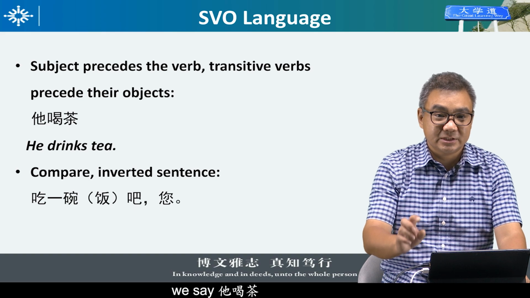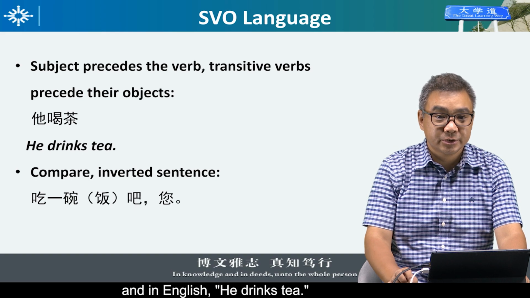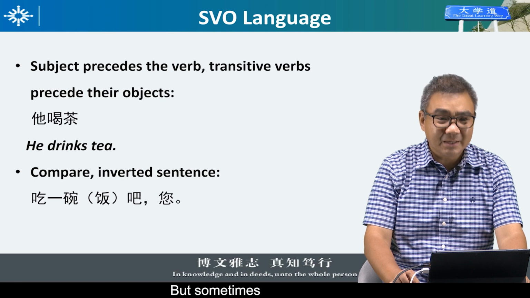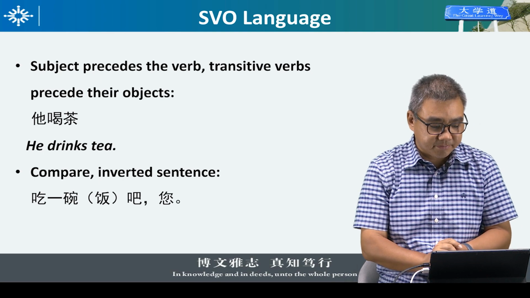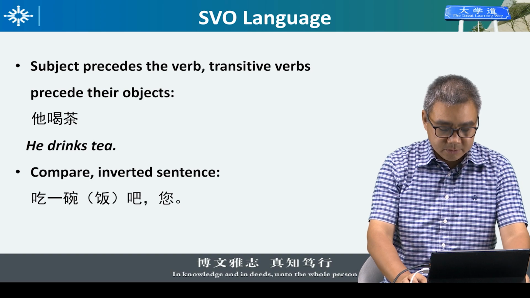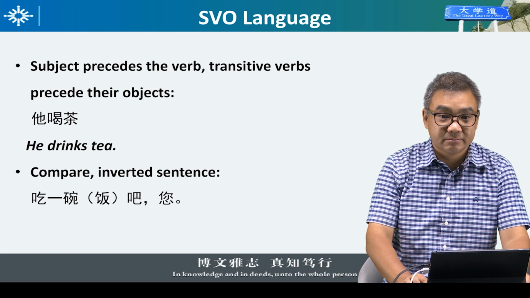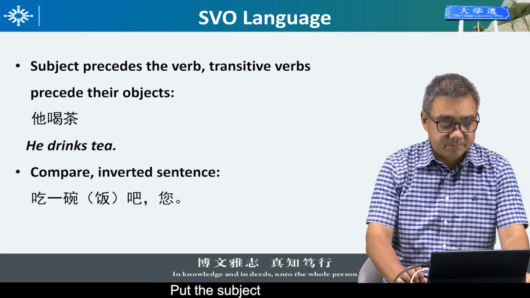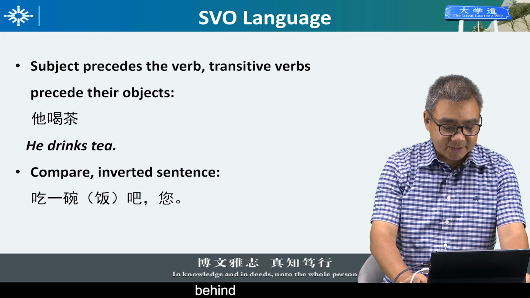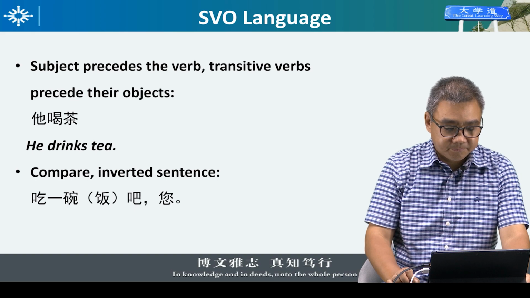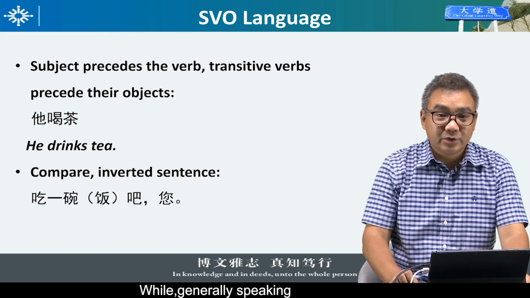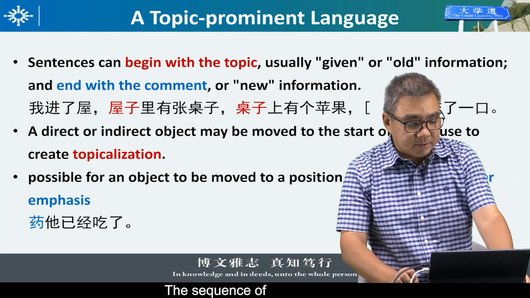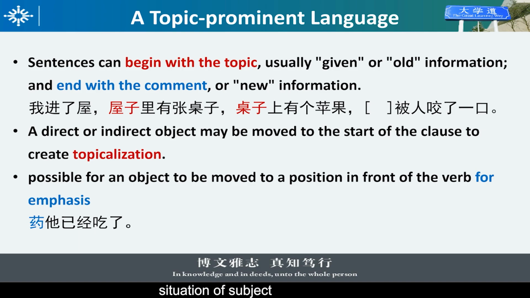In Chinese, we say 他喝茶. In English, he drinks tea. But sometimes, especially in casual expression, Chinese speakers use inverted sentences. Look at this example: 吃一碗吧, 你. You put the subject behind. Well, generally speaking, the position of the subject in Chinese is not very restricted.